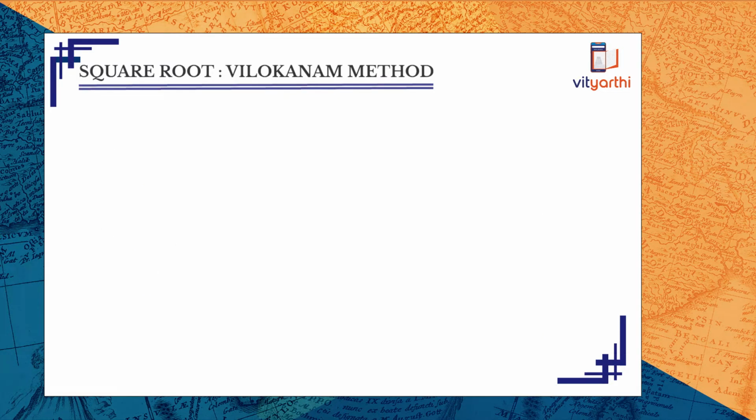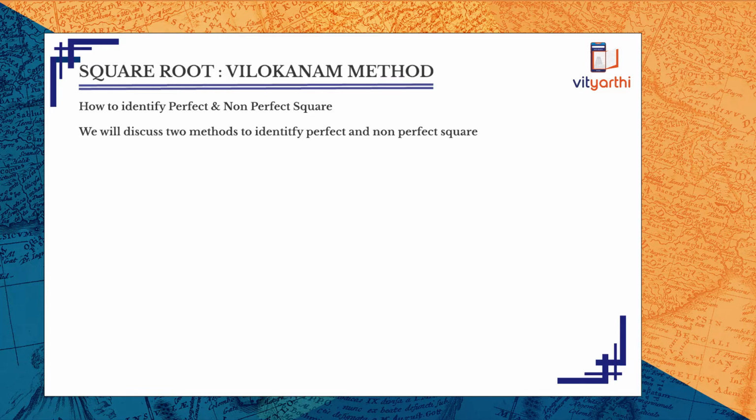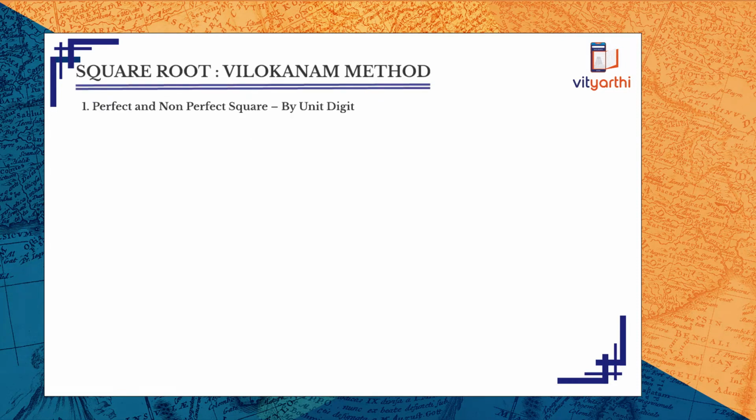Therefore, it is called non-perfect square. How to identify perfect and non-perfect square? We will discuss two methods to identify perfect and non-perfect square: by observing unit digit of given number and by finding digital sum of given number. First, we will find perfect and non-perfect square by unit digit.